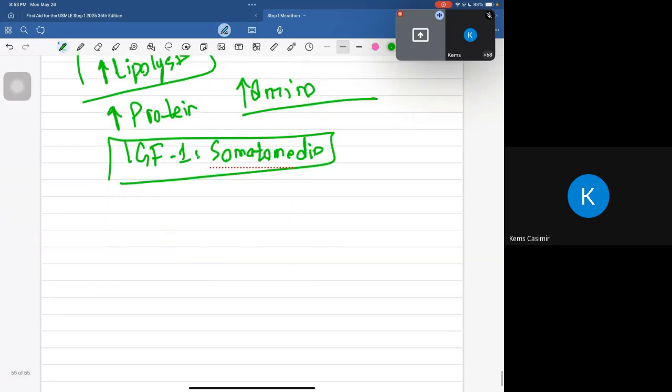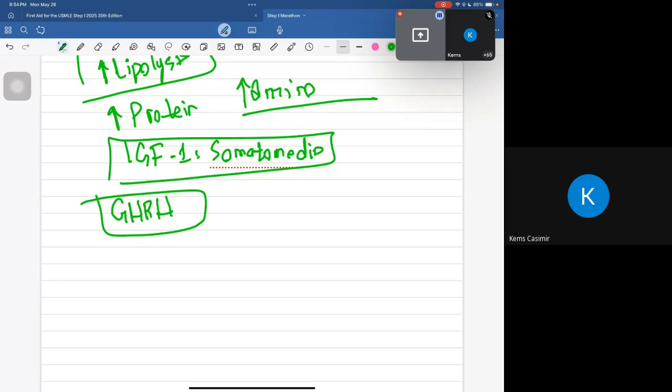Now, one other thing that is important is that IGF-1 is also known as somatostatin. The second important thing here is how growth hormone secretion is increased. There is a hormone known as GHRH, growth hormone releasing hormone. Whenever you have growth hormone releasing hormone, that is going to increase the secretion of growth hormone.